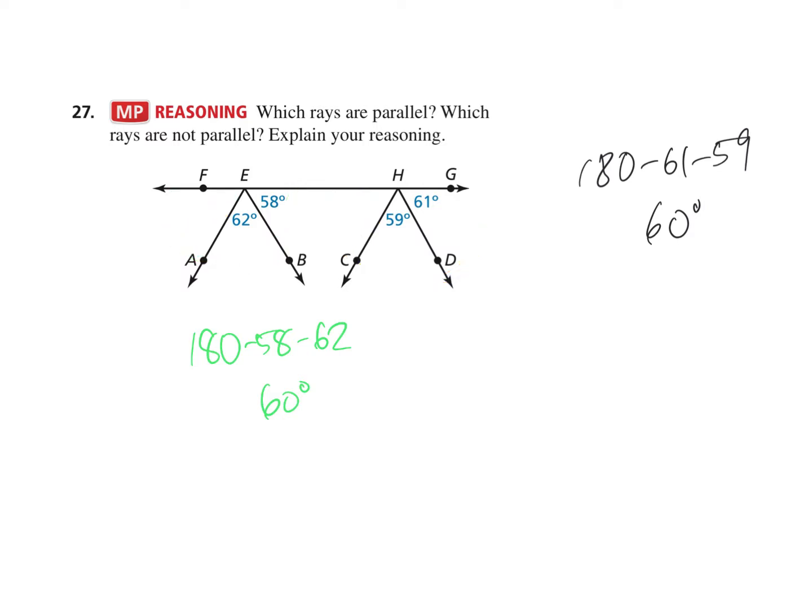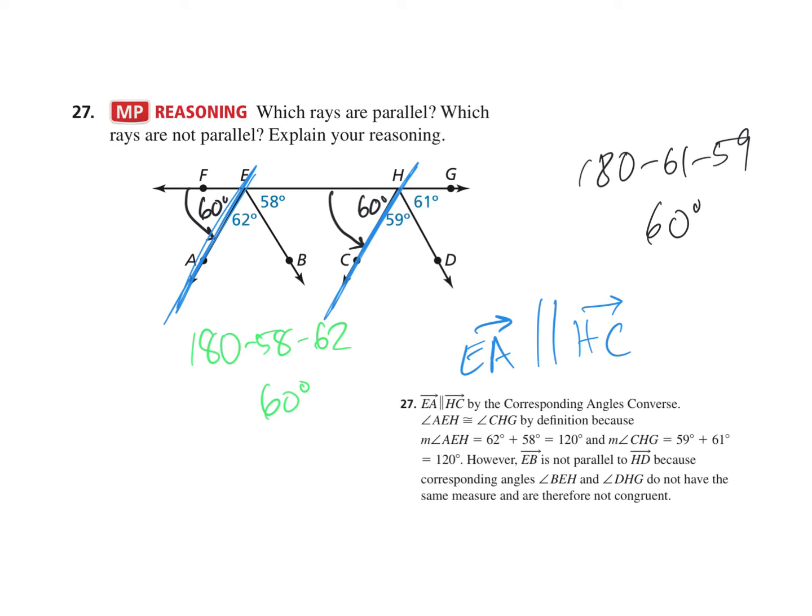So here's the thing. If this is 60 degrees and that's 60 degrees from the stationary line, then they're heading the same direction. So AE is parallel to HC, okay? So EA, the ray EA, is parallel to HC. That's how you would say it. Okay, let's move on.